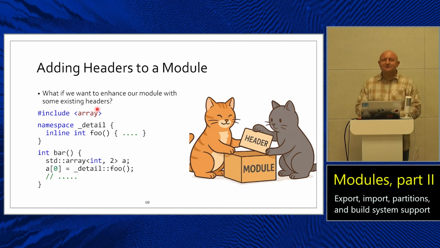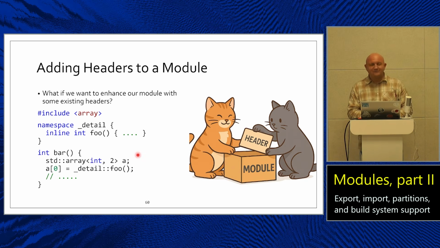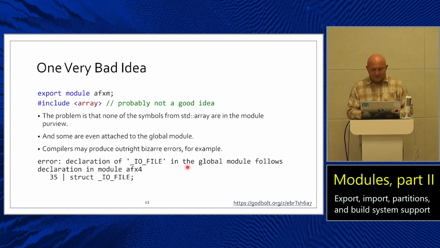We want to include some header. And of course, the ideal way is import. But if we want to include, how will we do it? For a transitional period, we might think, all right, let's just include array directly into the module, and that's where things start to go wrong. Now you can probably see why this is such a bad idea.